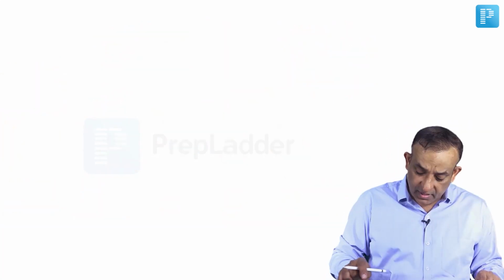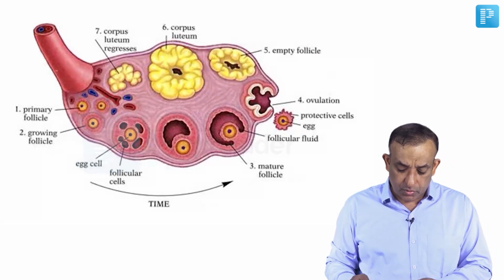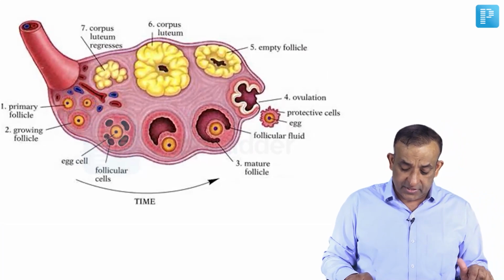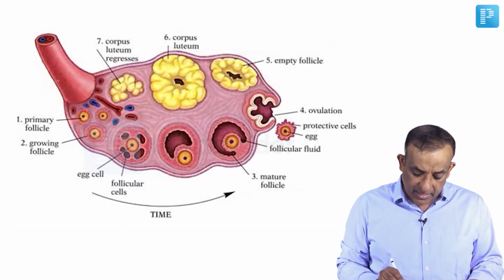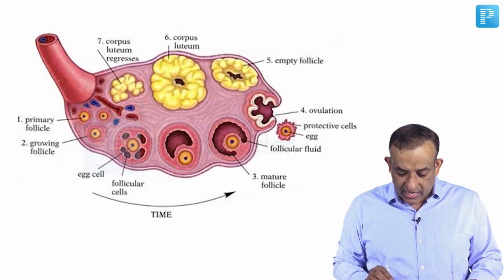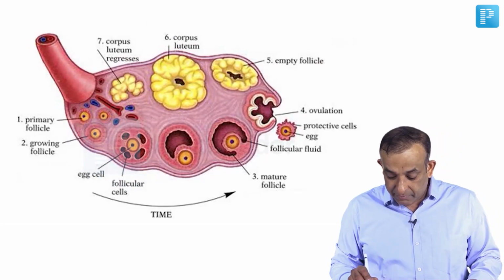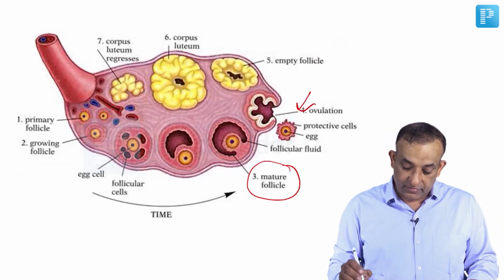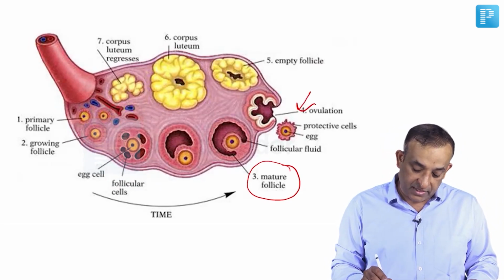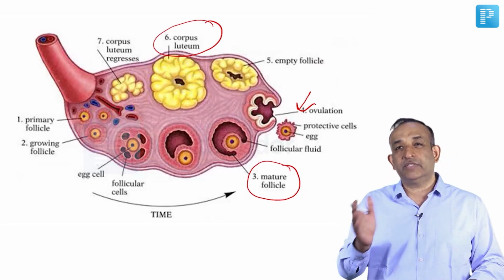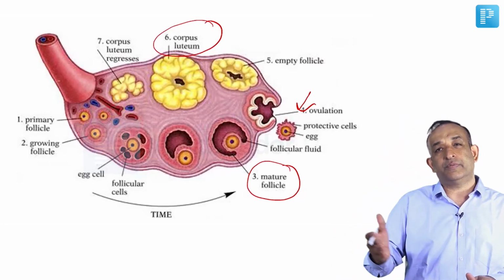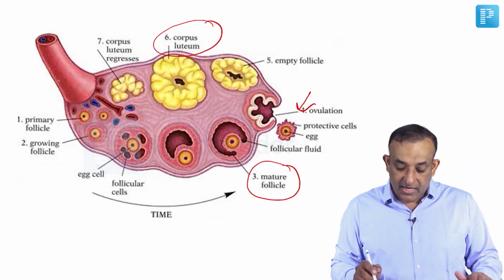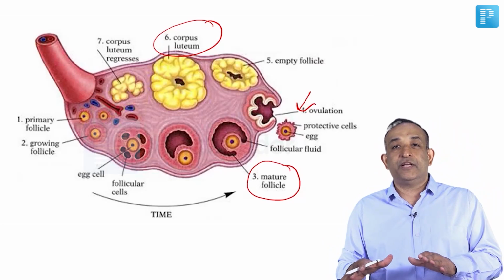Okay, in this picture, I just wanted to show you all the stages of development of the oocyte, because we get confused when we see this picture so many times. From the primary follicle, there's a growing follicle, and then this follicle over time matures into a mature follicle, and then the oocyte is released at ovulation, and this follicle becomes a corpus luteum, the yellow body. All right, corpus is body, luteum is yellow, and then it gets regressed.